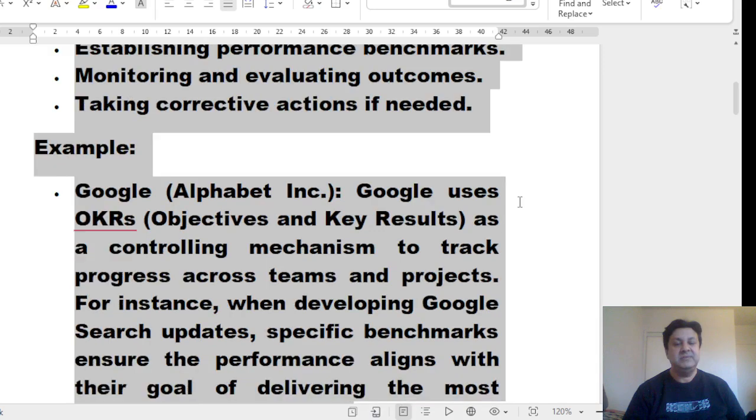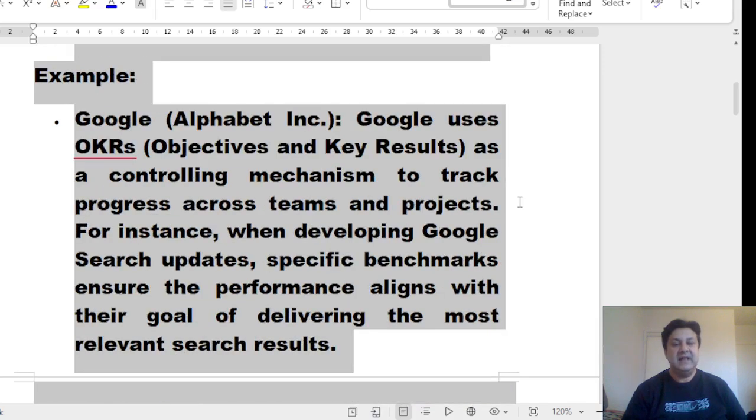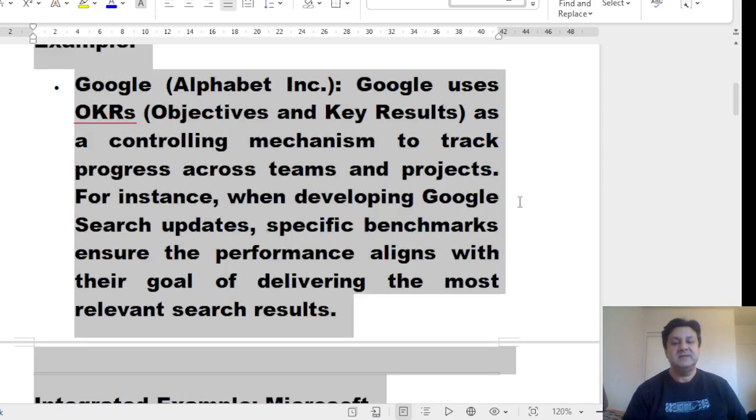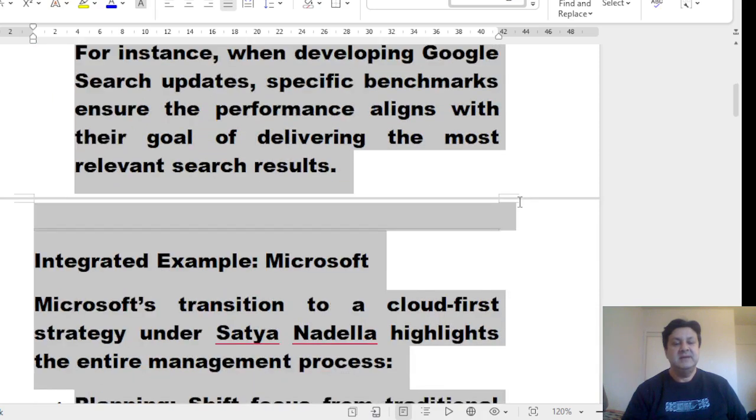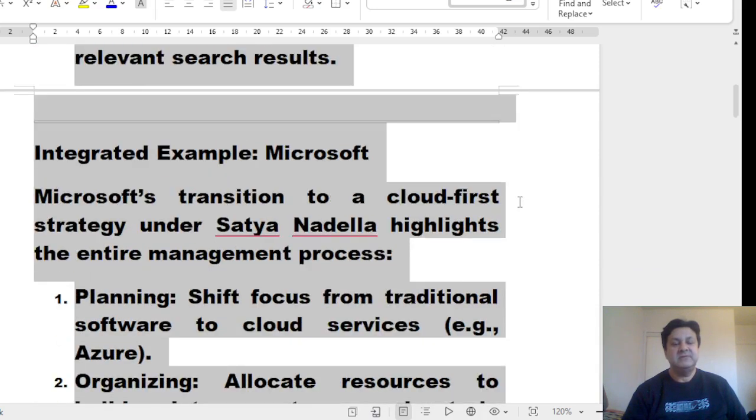Here I gave an example of Google. Google, Alphabet Inc., uses OKRs, objectives and key results, as a controlling mechanism to track progress across teams and projects. For instance, when developing Google search updates, specific benchmarks ensure the performance aligns with their goal of delivering the most relevant search results.